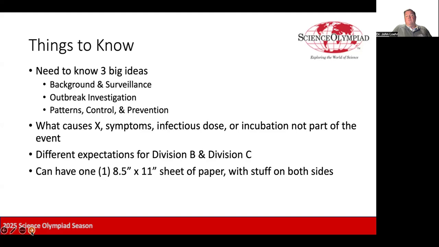Last but not least, it's important to know that there are different expectations for Division B and Division C. There is some different content that the kids need to know, with the high schoolers expected to be a little more in depth on a few things. Now, the great thing is, back to the resources and the event parameters, you get to bring in one 8.5 by 11 sheet of paper, and you can have information on both sides. So make sure you use the space wisely. We'll talk a little at the end about how to think about using that space, but you do get a resource.